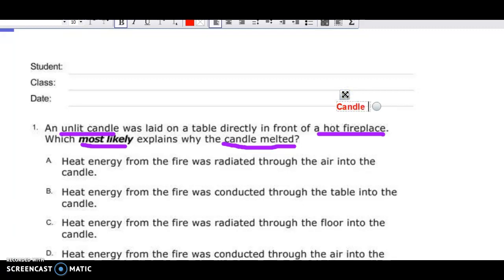So the candle melted. I don't want to do that in red because I know somebody's going to be like, you're doing that wrong on purpose, Mr. Bullins, and I am not. Let's change that to blue. Did that work? There we go.